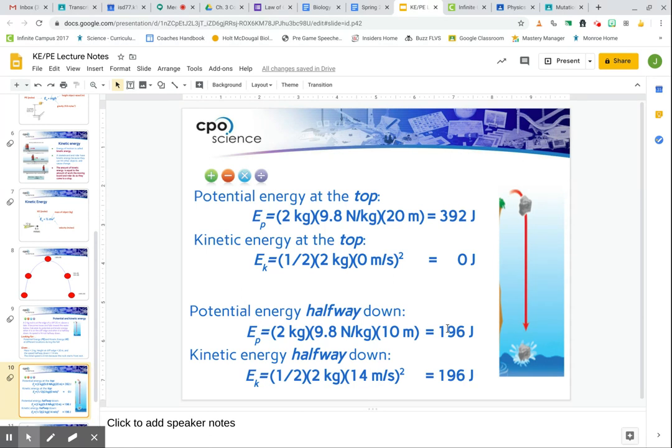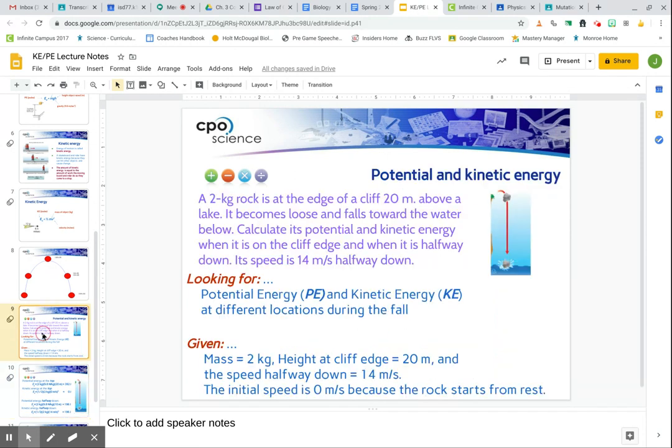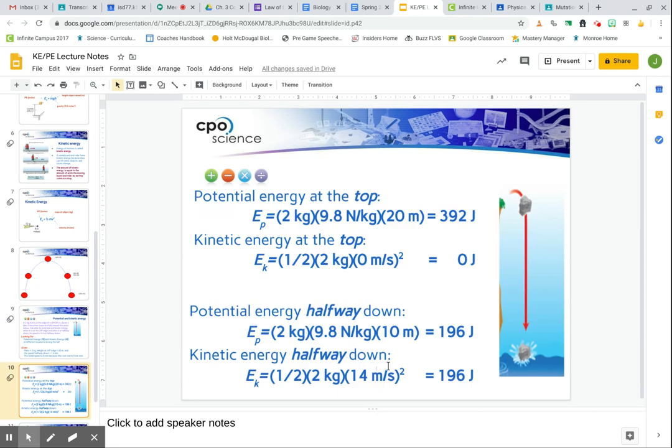What we're going to talk about is the law of conservation of energy. Energy is neither created nor destroyed. It's just transferred from one form to the next. So because of that, as we lose potential energy, we'll see we gained kinetic energy. So when I calculate kinetic energy, 1/2 mv squared, at the end of this problem, it said the speed was 14 meters per second. So I'm going to take 14 and I'm going to square it. So 14 times 14, times 2, divided by 2, and I get 196 joules.